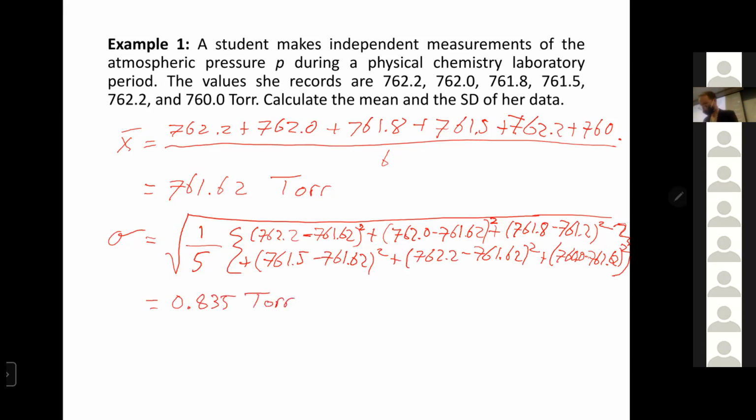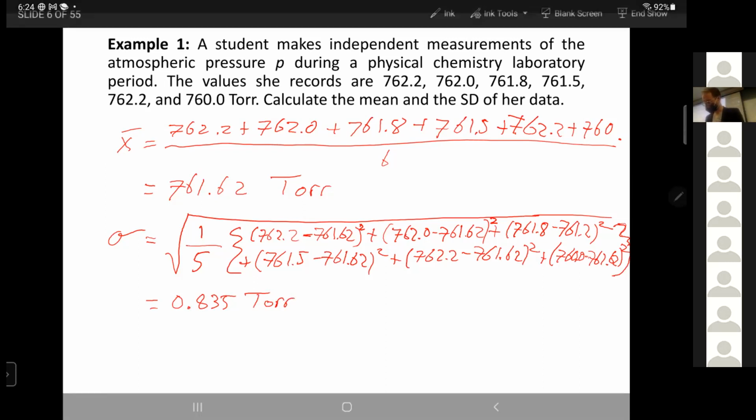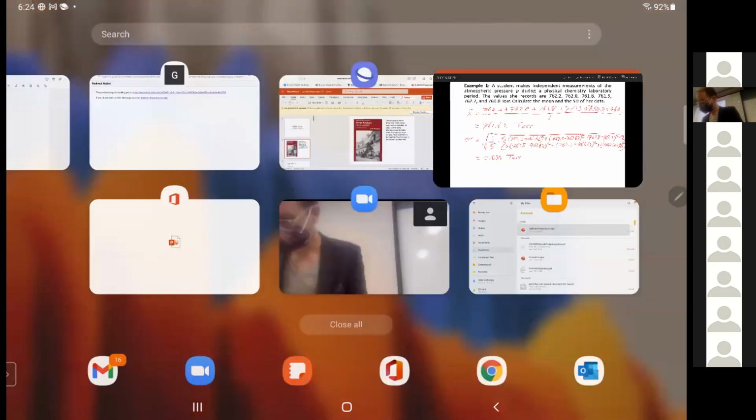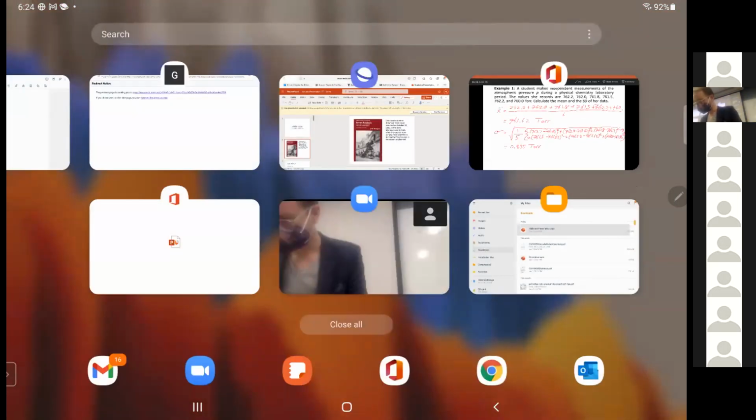Okay, but as you can see, it's a little bit cumbersome to write out this formula and to punch these numbers individually into a calculator. So what you can also do is you can use a computer to make your life easier. And so we're going to also do it this way using a spreadsheet.